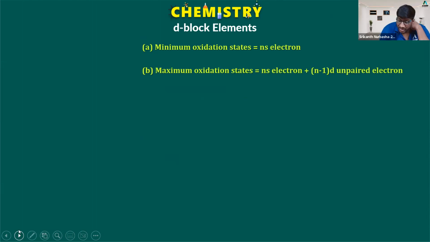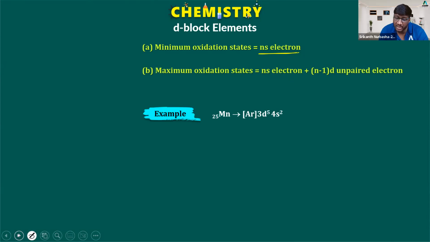The minimum oxidation state will be simply the ns electrons. How many ns electrons are there? That will be the minimum oxidation state. The maximum oxidation state will be the ns electrons plus the (n-1)d unpaired electrons.